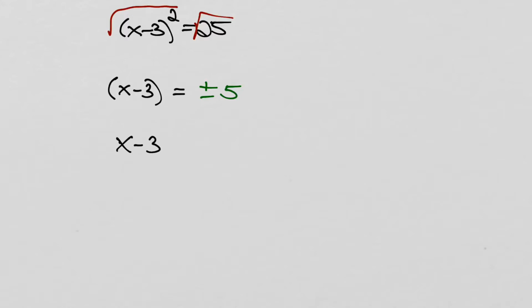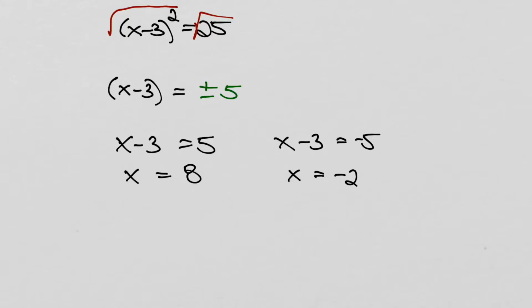I have x - 3 = 5, and I have x - 3 = -5. I can solve this one by adding 3 to both sides to get x = 8, and do the same thing over here to get x = -2. So if we can get a quadratic and write it into this type of form, which is a perfect square, then it makes some of these types of equations pretty easy to solve. Let's take a look at one more example.